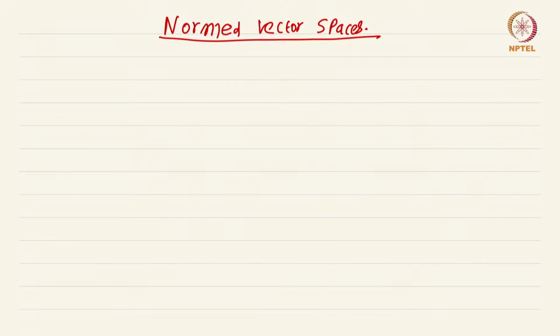Study a class of metric spaces that are the most important for the purposes of this course and in much of mathematics. These are the so-called normed vector spaces. A vector space in which you can measure the distance to the origin. So let me just state the definition right away.